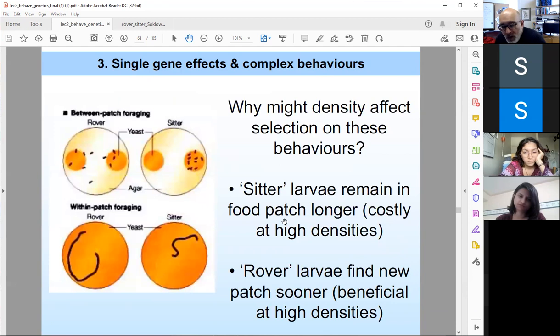Under certain circumstances, the sitter larvae may remain on a food patch longer. If they do that, then that might be more costly at high densities of larvae or of flies. In contrast, the rover larvae might be able to find a new patch much sooner than a sitter larva might. So at high densities, it might pay to be a rover, to basically run around and be able to find more food.